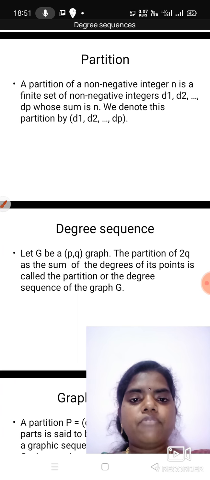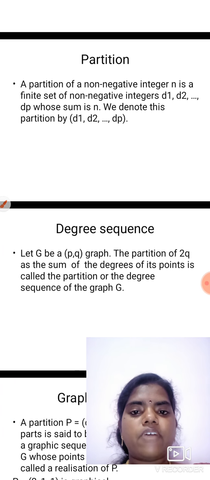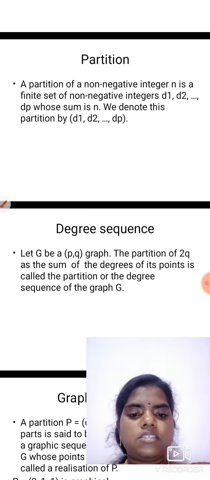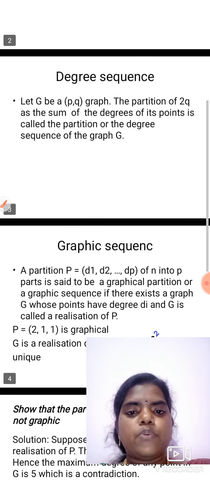A partition of a non-negative integer n is a finite set of non-negative integers d1, d2, etc. up to dp whose sum is n. We denote this partition within brackets, mentioning each number as d1, d2, etc. up to dp. So a partition is nothing but a splitting of a non-negative integer as a combination of some non-negative integers.